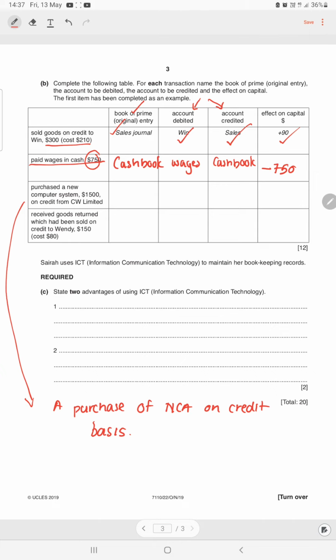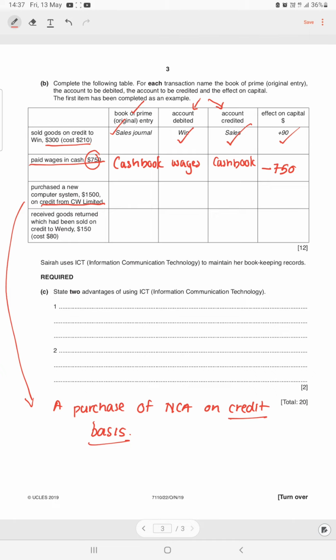So it's not a cash transaction, because it's on credit basis, on credit from CW Limited. You bought it on credit. It's not a trading good. So now don't get confused. Don't think this is a trade payable. It's not a trade payable.